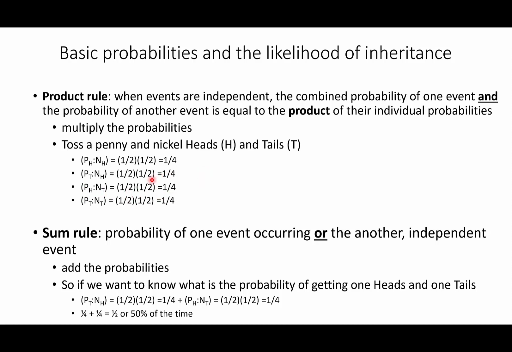So what's the probability of this or this occurring? These two independent events. In order for us to do that, first we'd use the product rule to calculate the probability of each event. Then we would say, what's the probability of either one of those occurring? So 1/4 plus 1/4 is going to equal 1/2. So 50% of the time, we will end up with one head and one tail when we flip two coins.